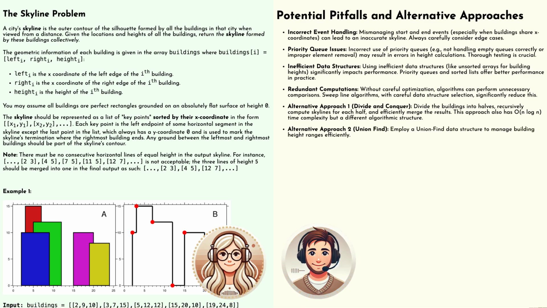That makes sense. We don't want to miss a sudden jump in height just because we process things in the wrong order. And of course, we have to be super careful about that delayed removal from the priority queue. Right. Oh, absolutely. Removing a building too early can lead to inaccurate skyline points. It's all about the timing, making sure that building only leaves the queue when it's really, truly finished its contribution.